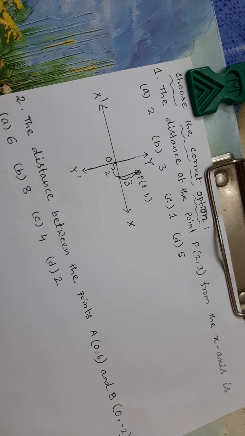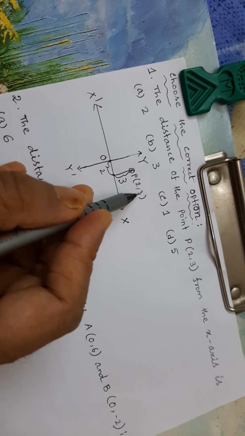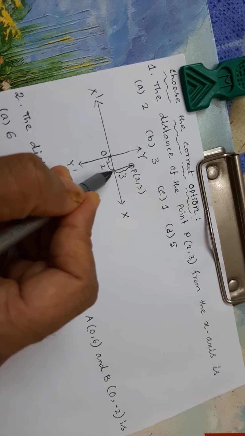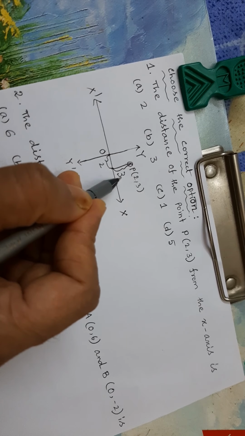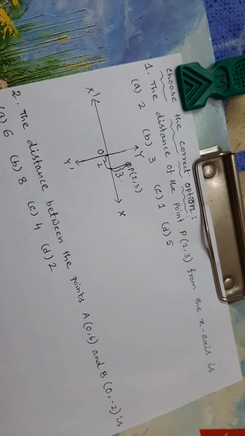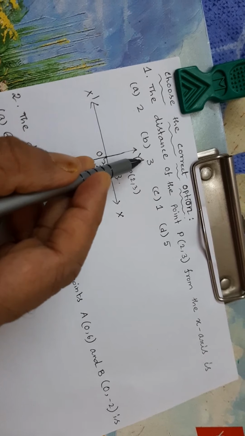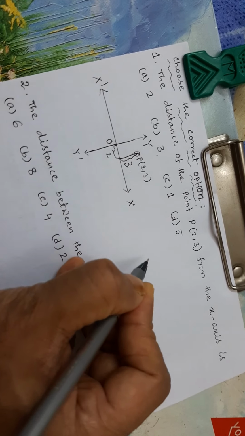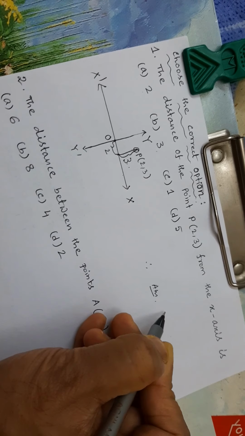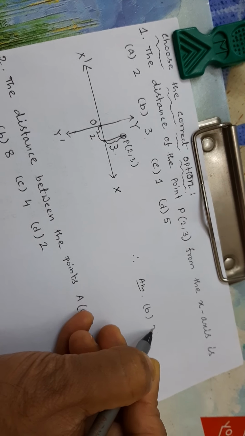So the distance of the point (2, 3) from the x-axis is 3. So which option is correct? First option is 2, second one is 3. So the second one. Therefore the answer is option B, 3.